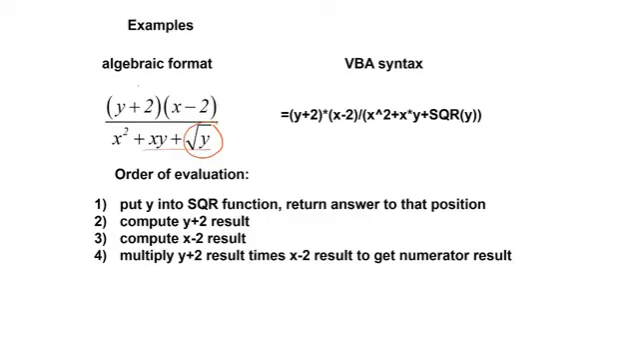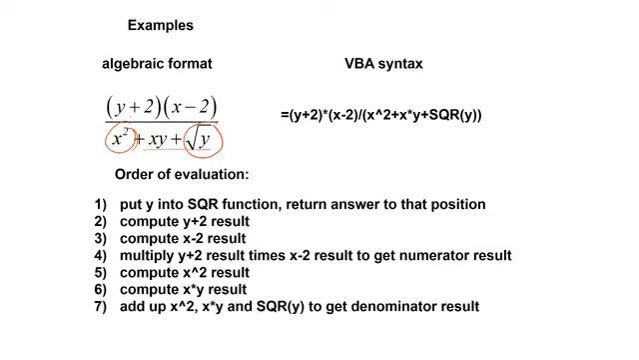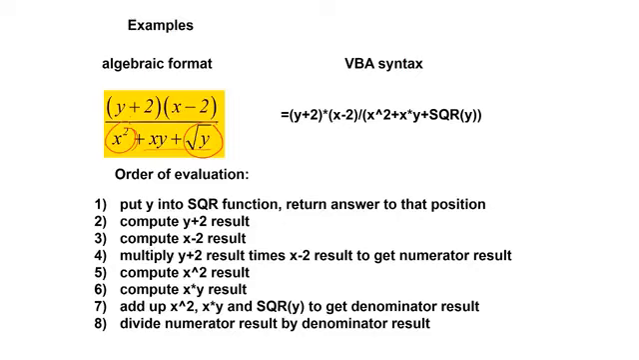It then multiplies those two to get a numerator result. And then it starts with the left on the denominator, calculates the x squared result, and it computes the x times y result, and adds up all three in the denominator, and then it divides the numerator result by the denominator result to get the final answer. So that's sort of how VBA calculates these different things. It's a lot like your programming calculator where it kind of works left to right.